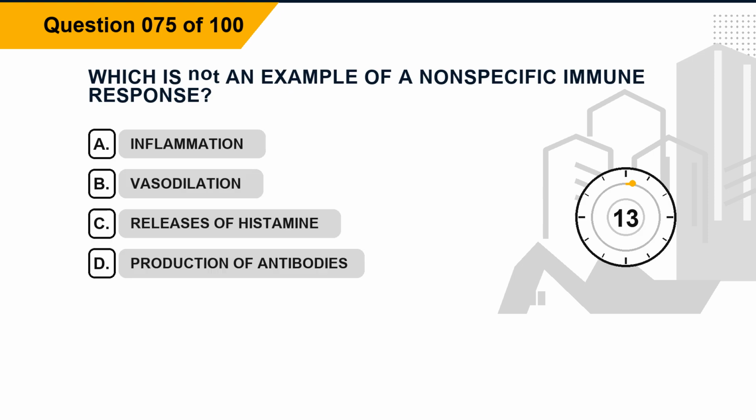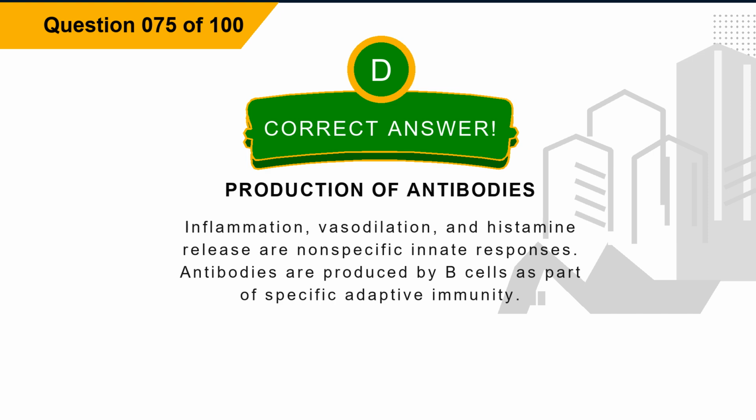Question 75. Which is not an example of a nonspecific immune response? Option A, inflammation. Option B, vasodilation. Option C, release of histamine. Option D, production of antibodies. The correct answer is option D, production of antibodies. Explanation. Inflammation, vasodilation, and histamine release are nonspecific innate responses. Antibodies are produced by B cells as part of specific adaptive immunity.